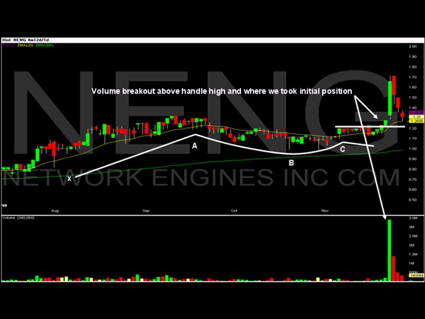As more buying than selling comes into the stock, it begins to rise, forming the right side of the cup. The high of the right side of the cup should form slightly below, at, or slightly above the high of the left side of the cup, noted as point C on the chart.